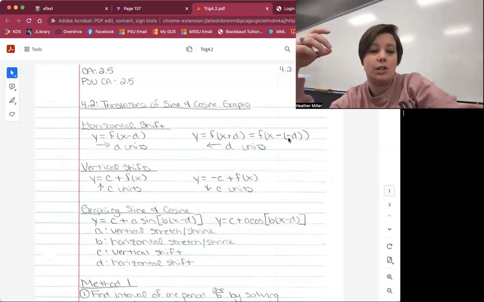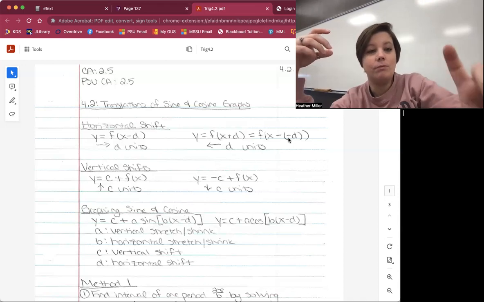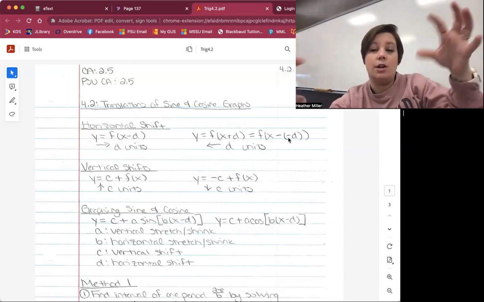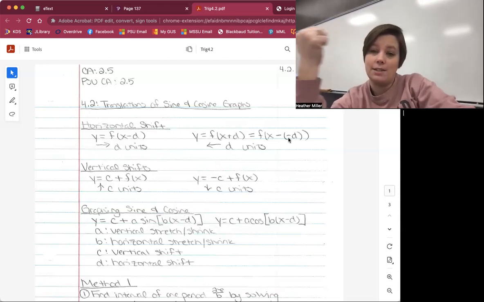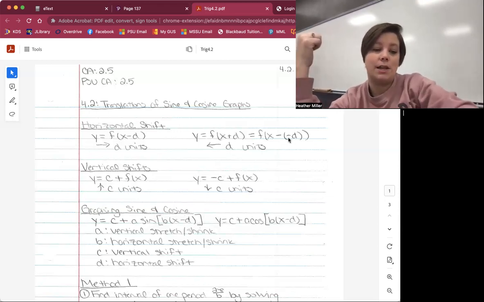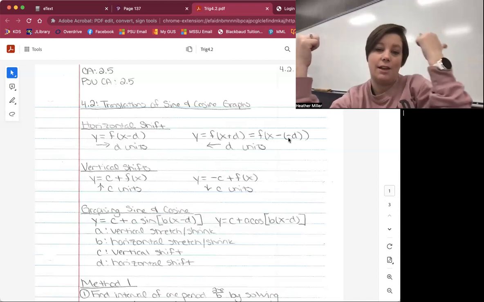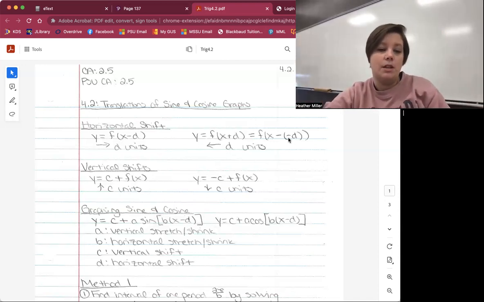And the same thing is true here with our horizontal shifts. Our horizontal shifts go the opposite direction. So if it says minus d, you're going to move to the right d units. And if it says plus d, we're going to move to the left d units.